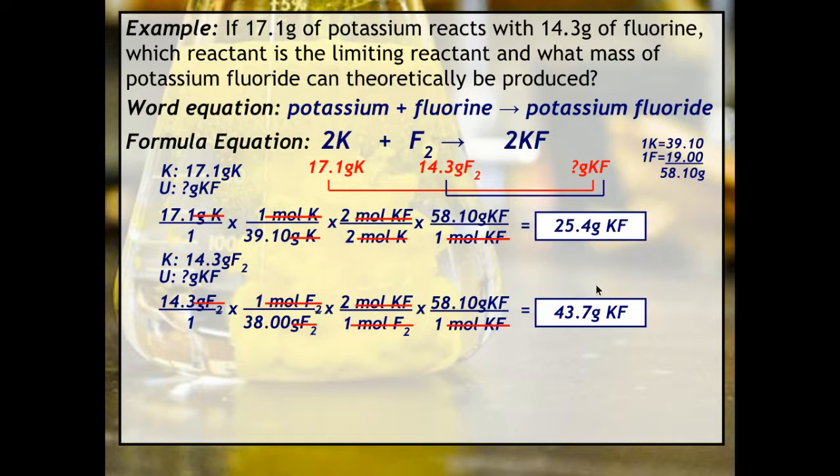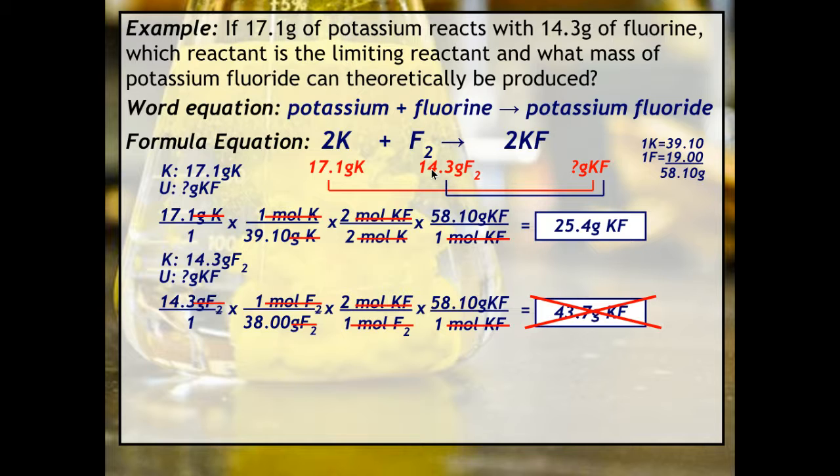So out of these 2 reactants, which one produced the least amount of product? It would be my potassium that produced the least amount of product. So this is my limiting reactant. Potassium is my limiting reactant. I can only produce 25.4 grams of potassium fluoride if I had 17.1 grams of potassium available and 14.3 grams of fluorine. Why? Because my chemical reaction would stop once I ran out of potassium. Even though I have excess fluorine, my chemical reaction will stop due to my limiting reactant, which is potassium.